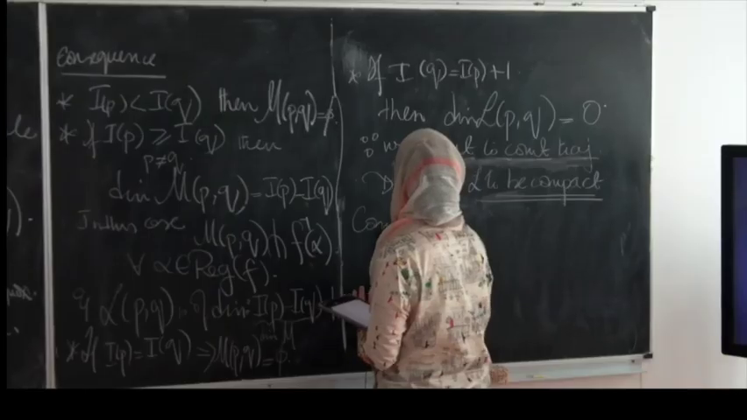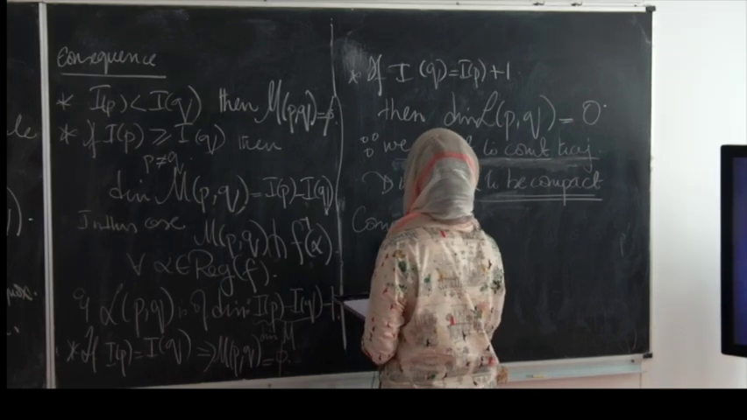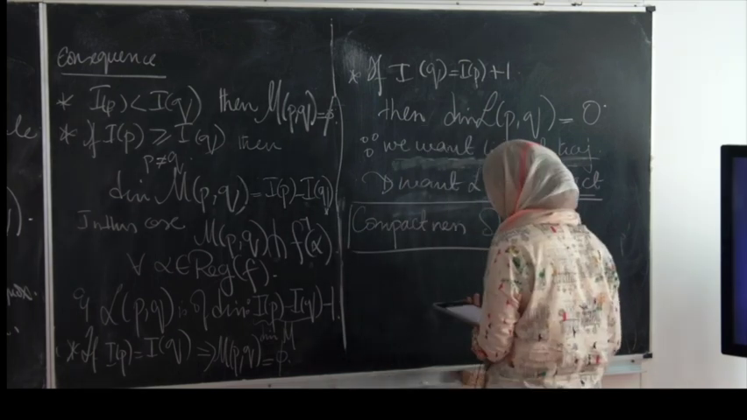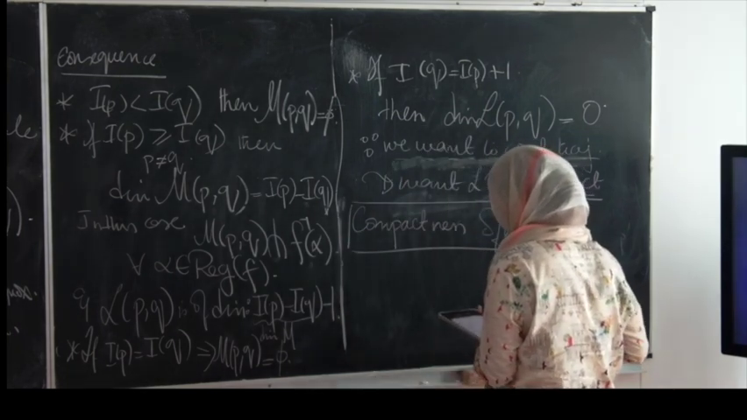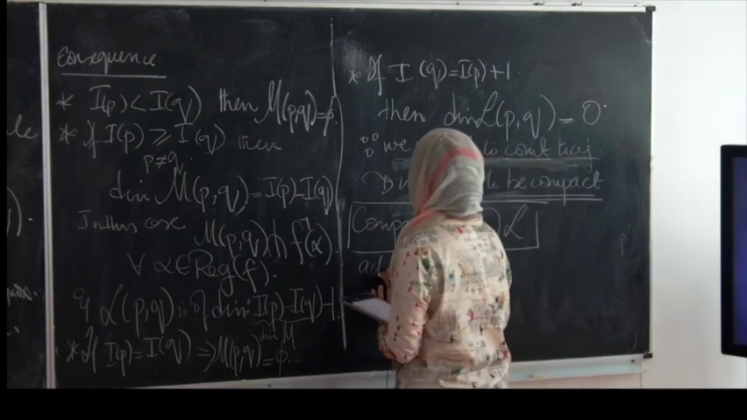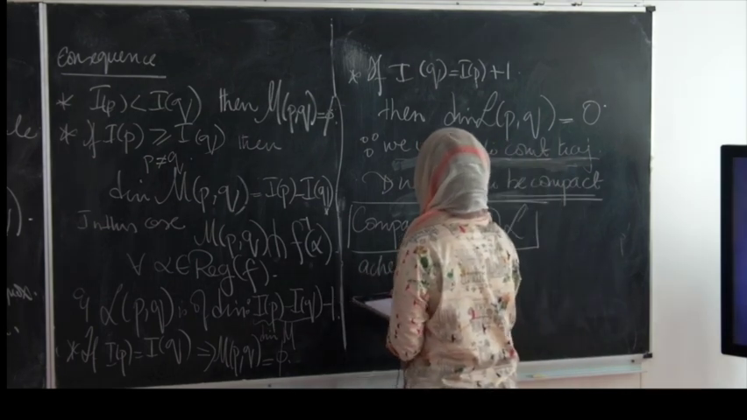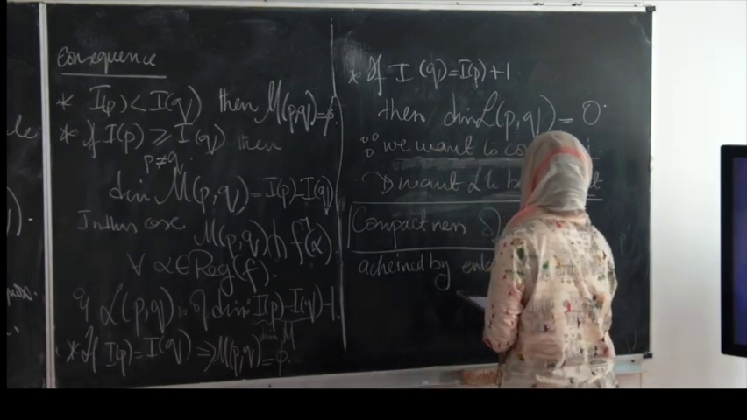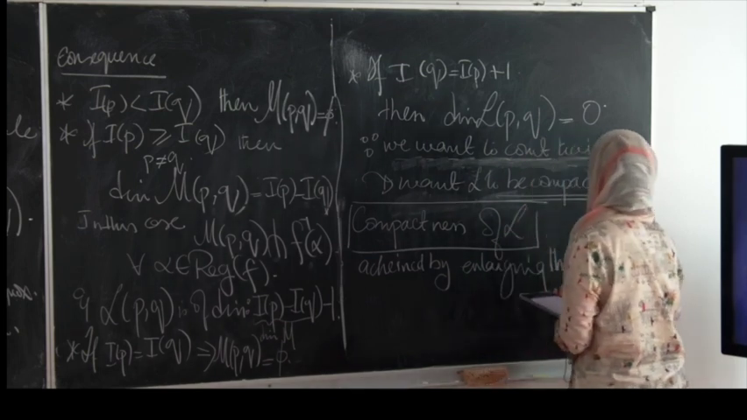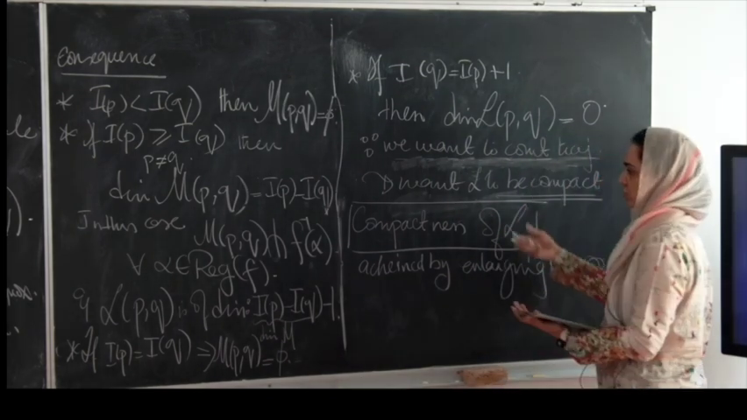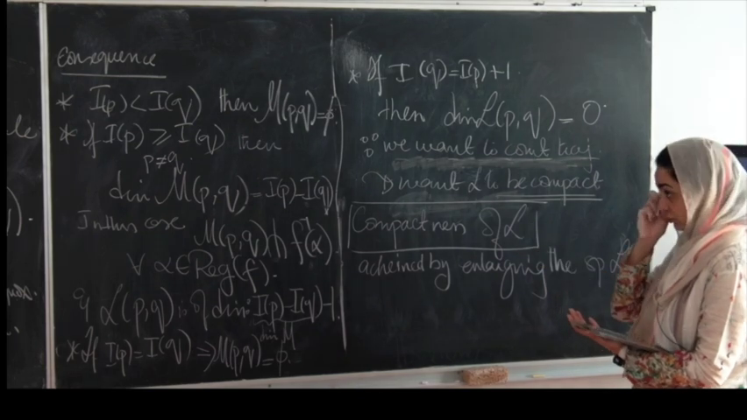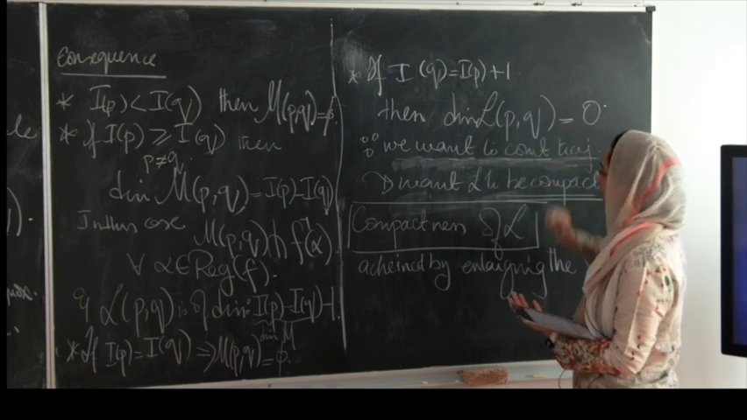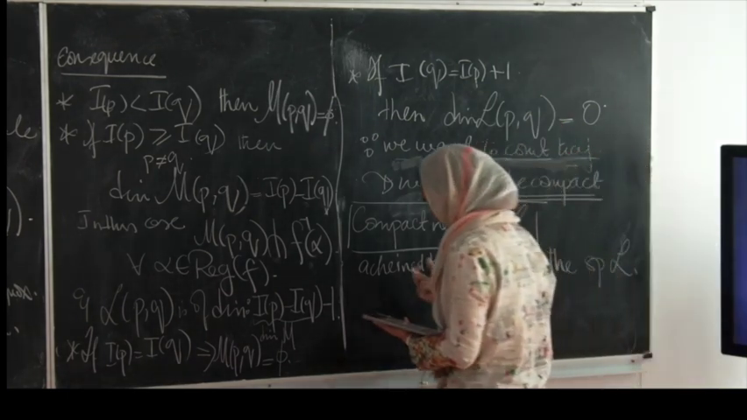So compactness is achieved by enlarging the space L. So you just add limiting trajectories to the existing trajectories in L, and you compactify.